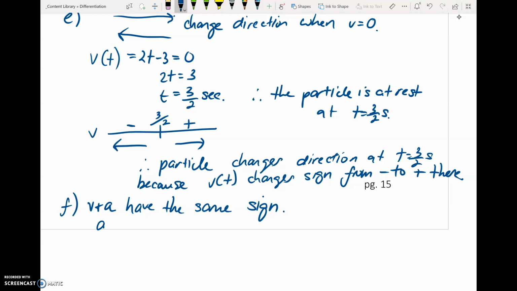Well, when we found acceleration has to be 2 meters per second squared, no matter what the time value is. So that means if acceleration is a positive number, your velocity has to be a positive number as well. And this would happen only when t is greater than 3 over 2. And we found that in part E. Because if it's smaller than 3 over 2, we're going to get a negative velocity.